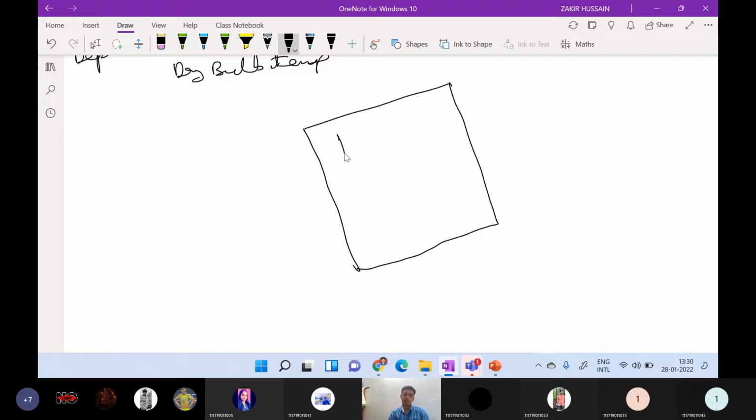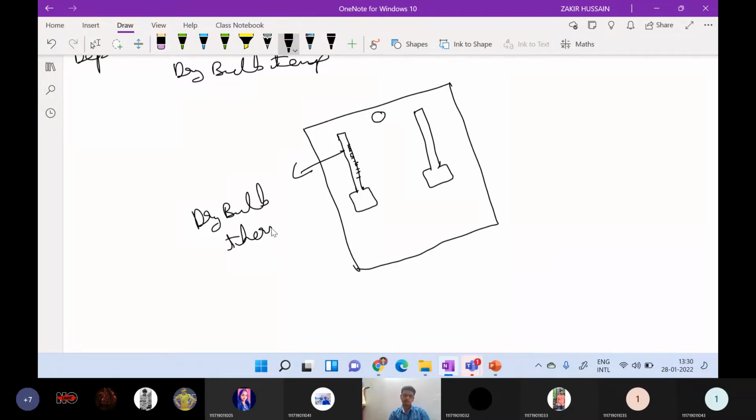First there will be a dry bulb thermometer. This will be the thermometer bulb, and here the readings will be there to read the bulb. Inside there will be mercury or some element. This is something like a suspension hole, we can say. Similarly, the same type of thermometer will be there once again. This is called a wet bulb thermometer, and this one is called a dry bulb thermometer.